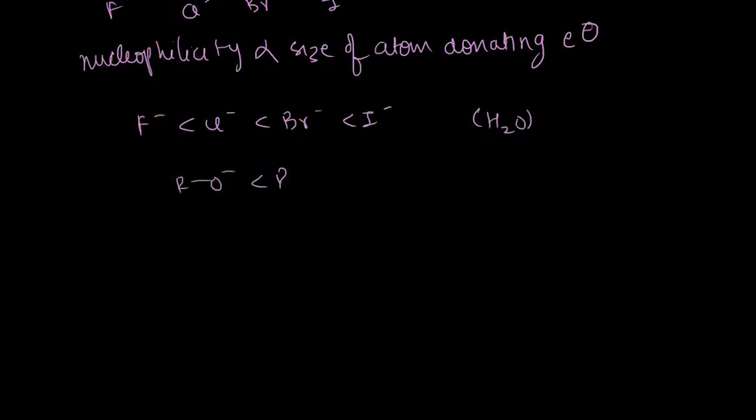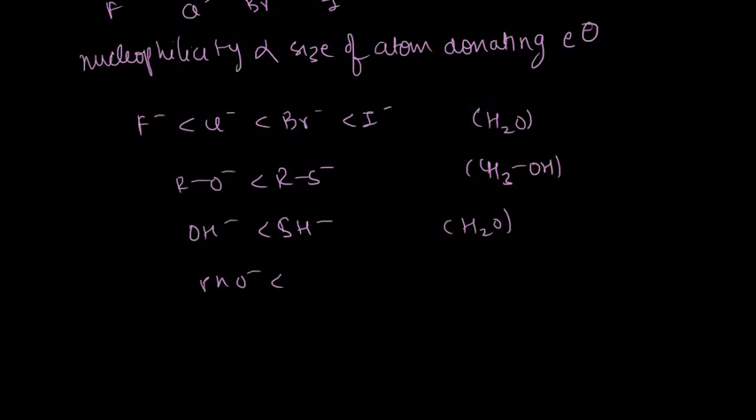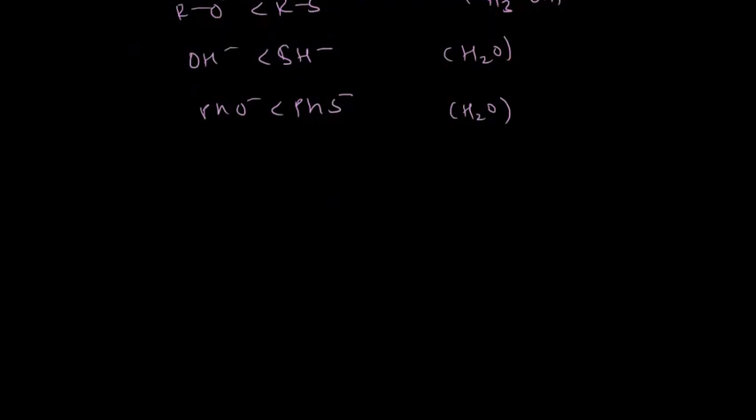RO minus is less than RS minus, that is in the polar protic solvent. OH minus is less than SH minus, that is in water. PhO minus is less than PhS minus, that is in water. So that is the tendency.